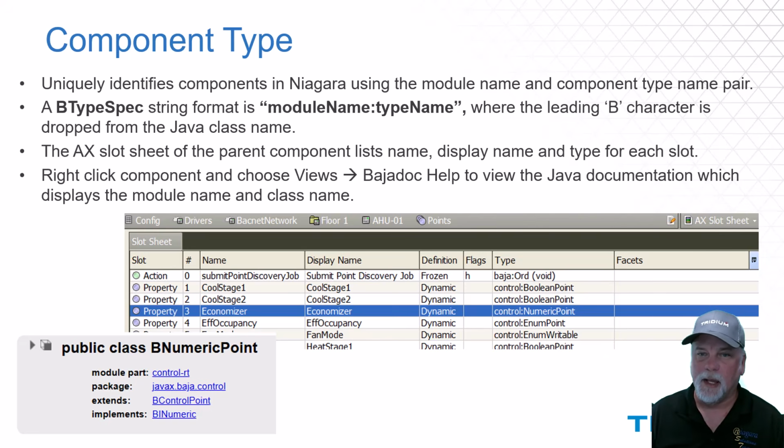One way is to take a look at the AX slot sheet of the parent component. You can see on the screen capture here that the slot sheet shows us the type as well as the name and the display name. Another way that you can find out the type of a component is typically to right-click the component and then from the Views menu, select the Baja Doc Help, which will take you to the Java documentation. That will show the class name as well as the package and module which that component comes from. We'll take a look at that here in the help as well in just a moment.